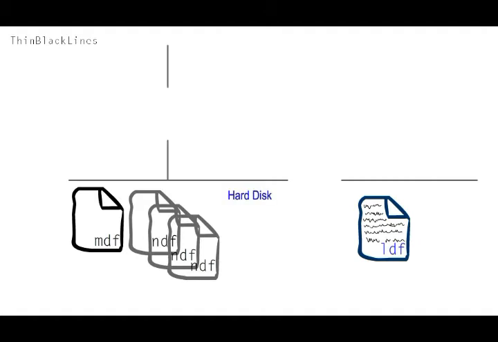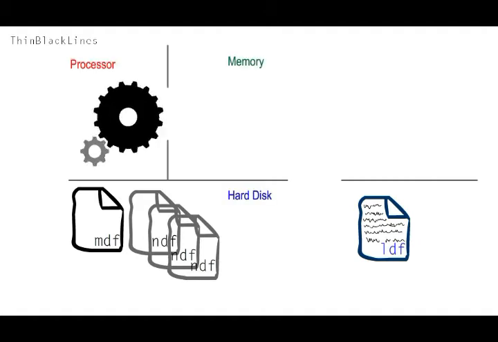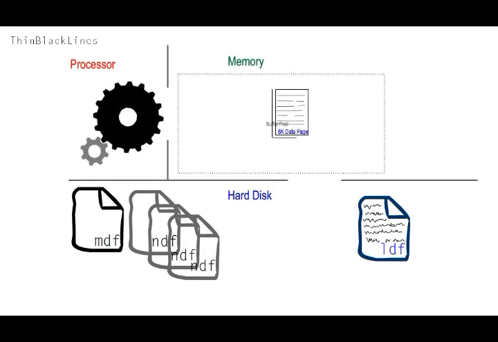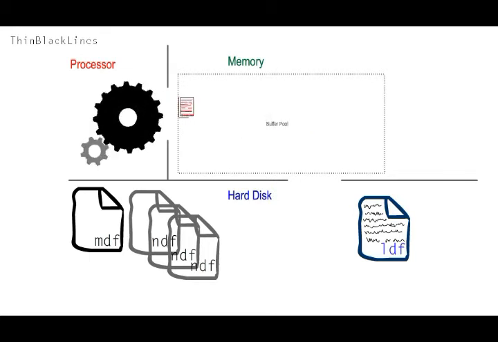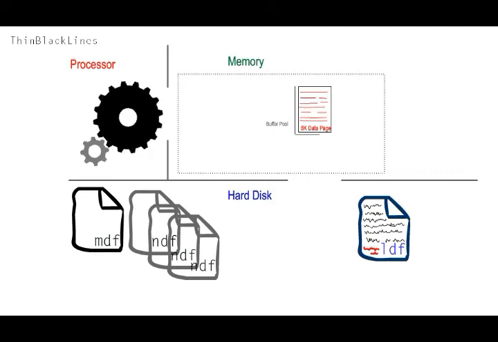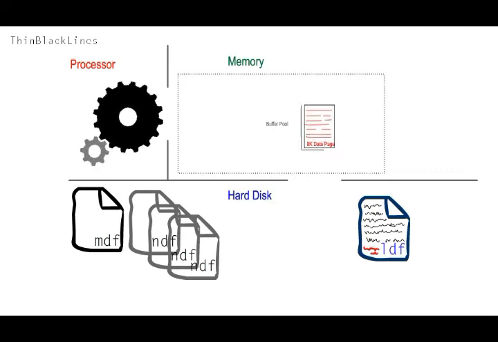To satisfy a query, the processor can't work directly with data on the hard drive, so a data page is copied from the hard drive to memory in the data buffer cache, and from here the processor can work on the required data. On data modification, a data page is marked dirty, so SQL Server keeps its log in the transaction log file, and it will also write the updated page back to the hard drive.